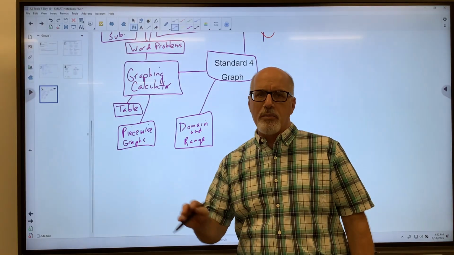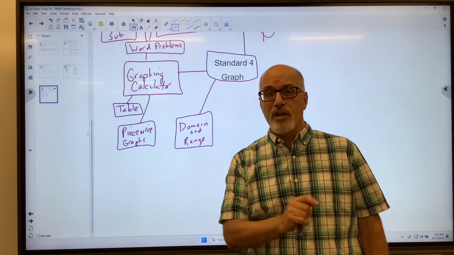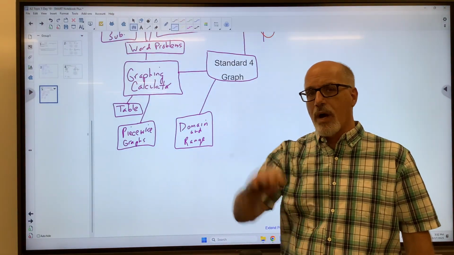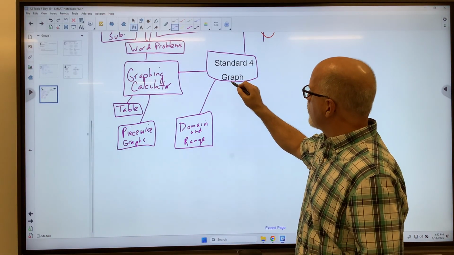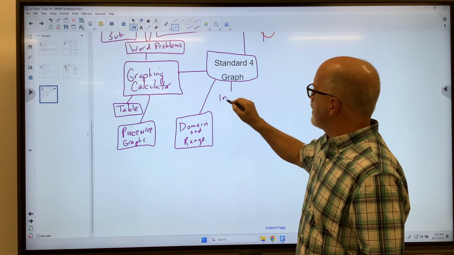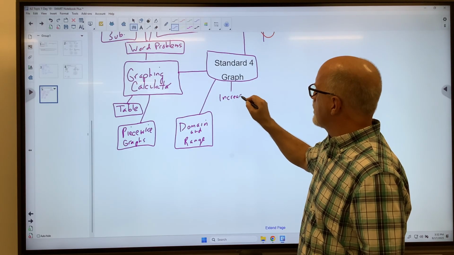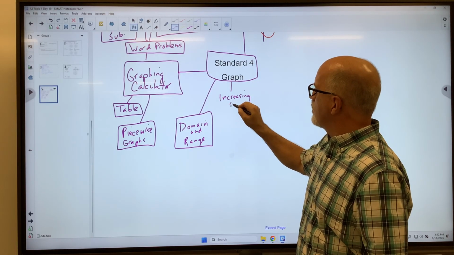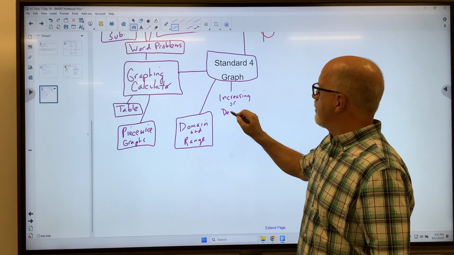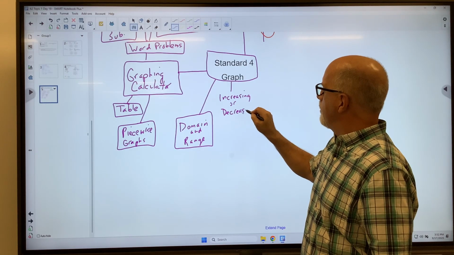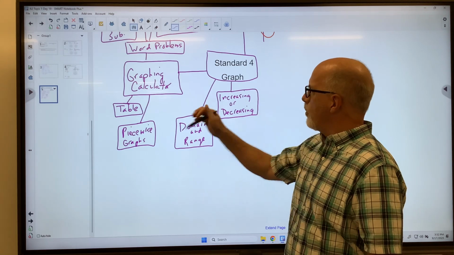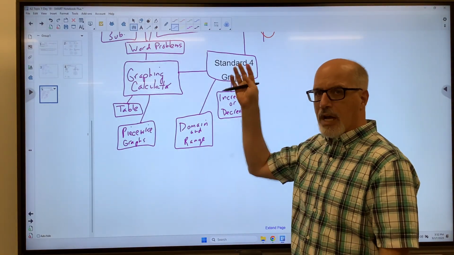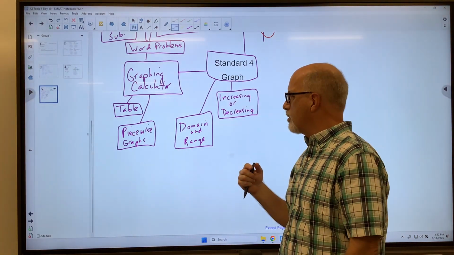So domain, remember, is finding out the x values that are covered on the graph. The range is finding the y values that are covered on the graph. We also did increasing or decreasing intervals. So finding out when going from left to right, the graph's going up is increasing, going down is decreasing.